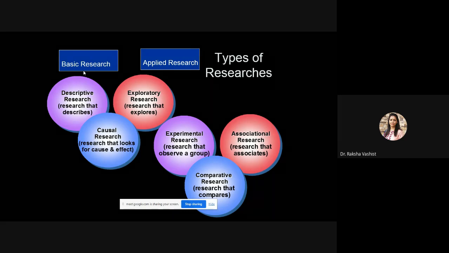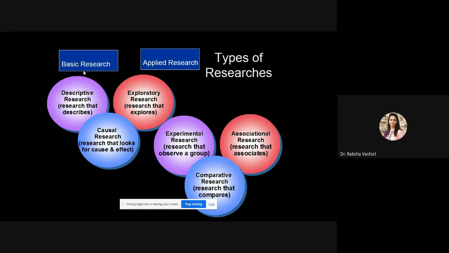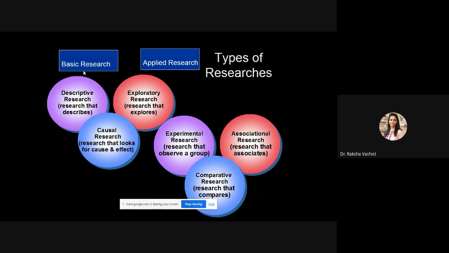So basic research is universal in nature and applied research is specific in nature. When we do research for the universe, that is basic research. But when we do research for a specific organization, for a specific institute, that is applied research, right? So as we know, basic research and applied research are the two most common types of research. But we have all other classifications of research which can be basic or can be applied as well.